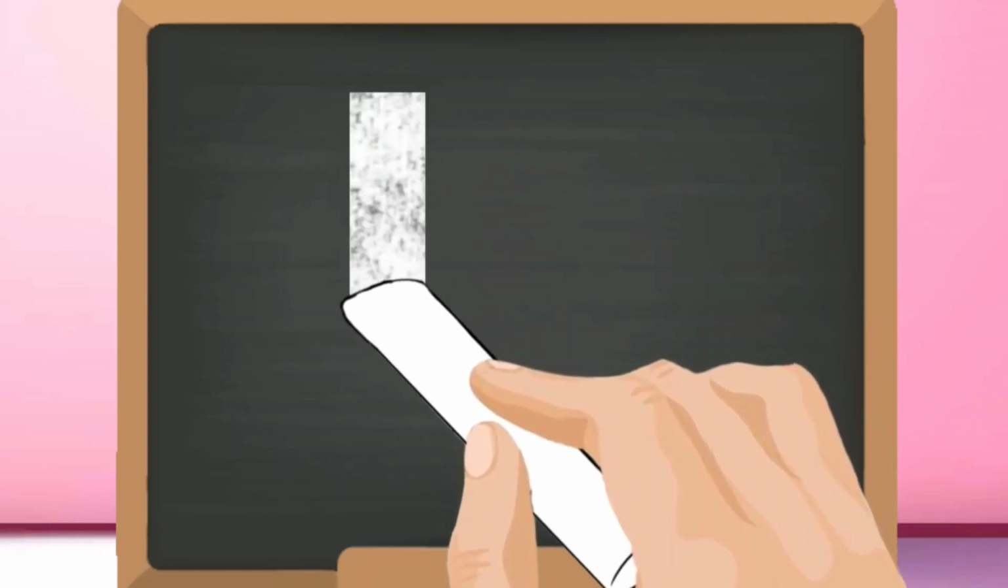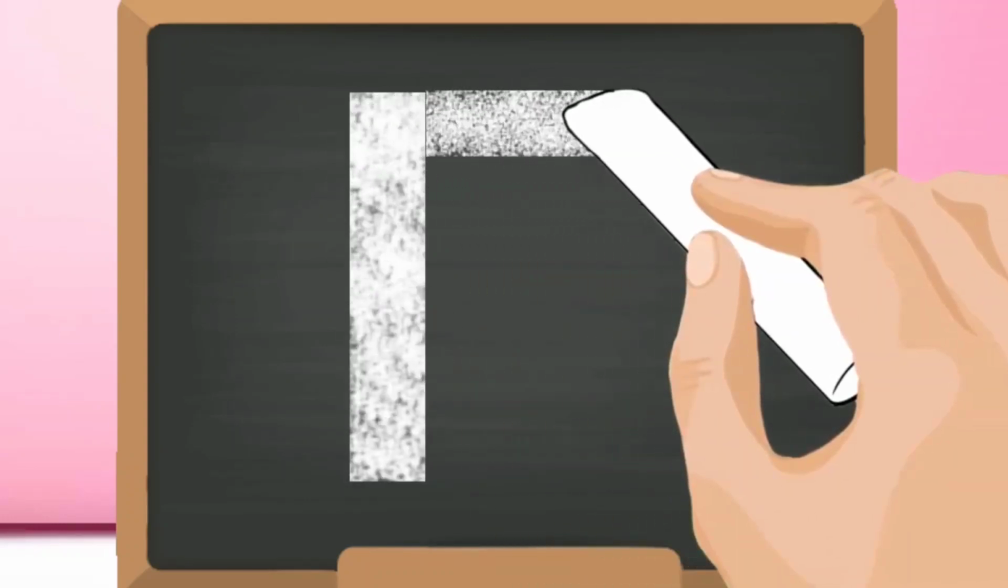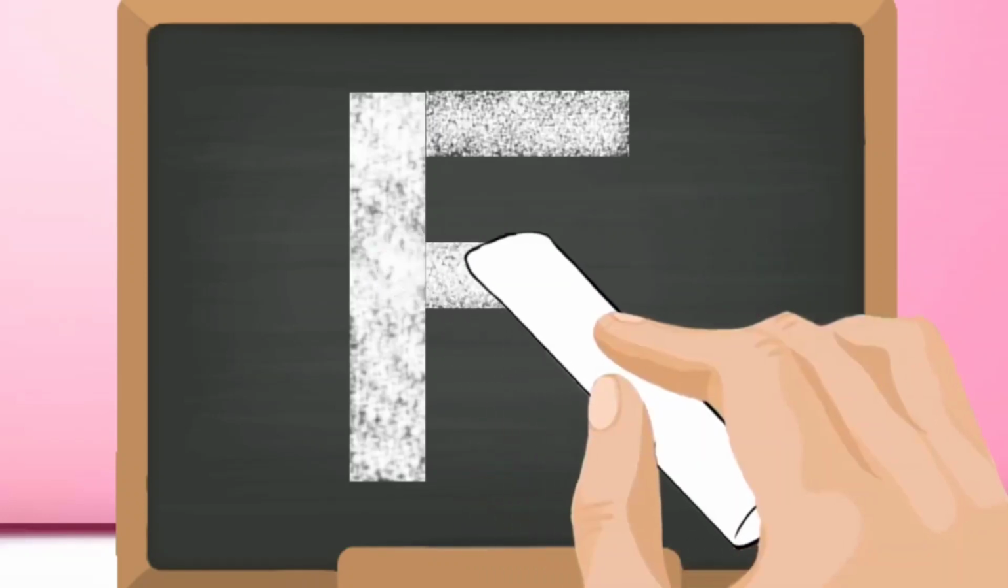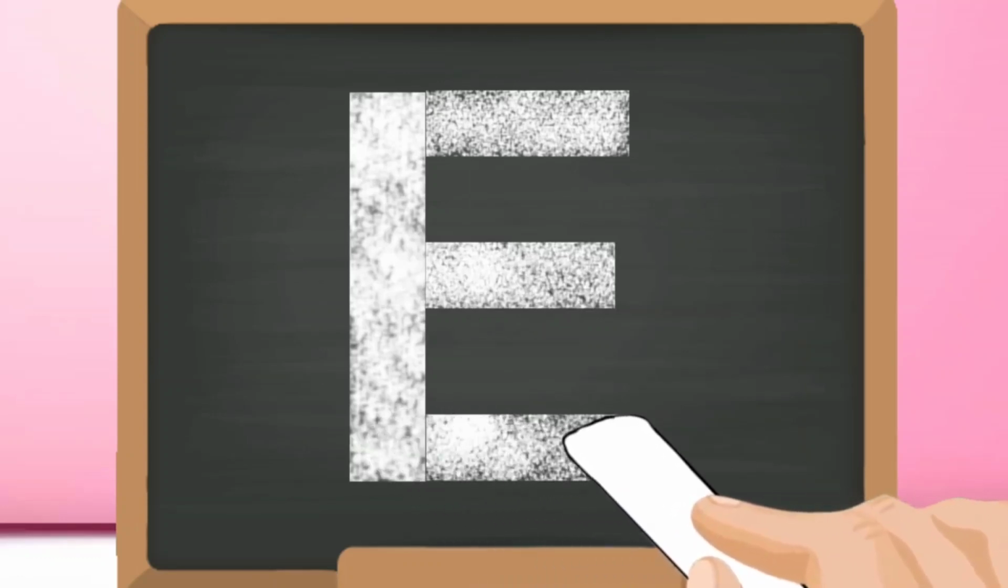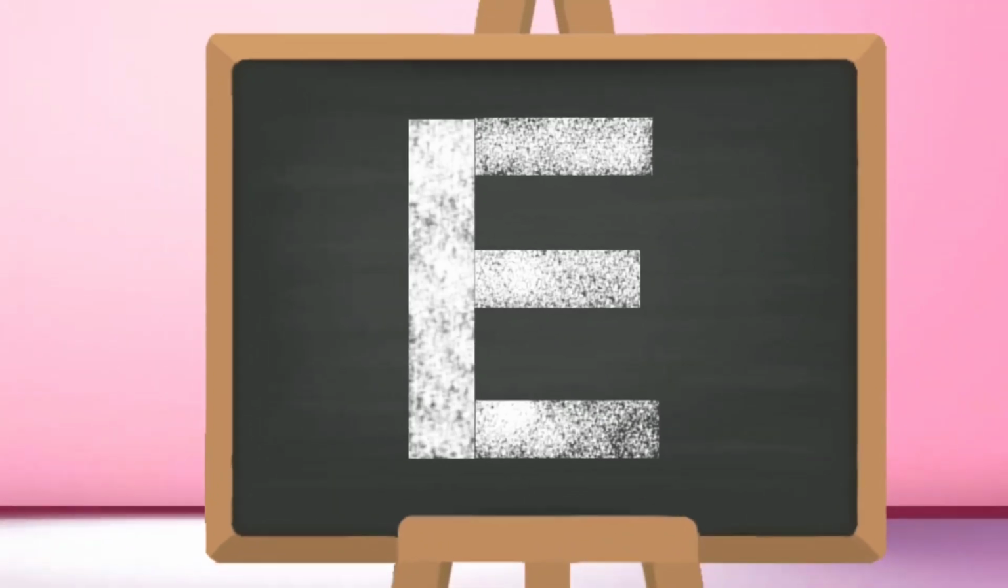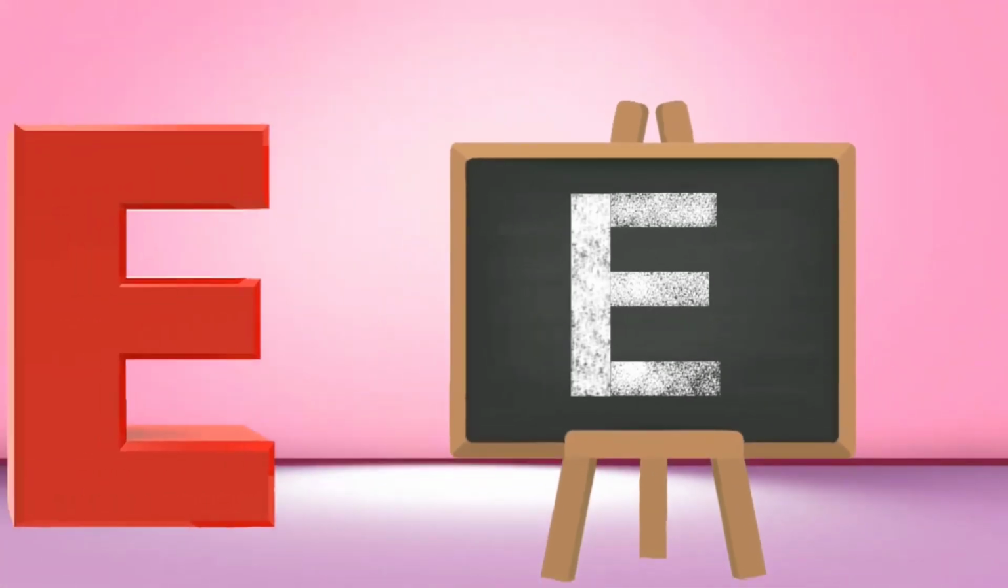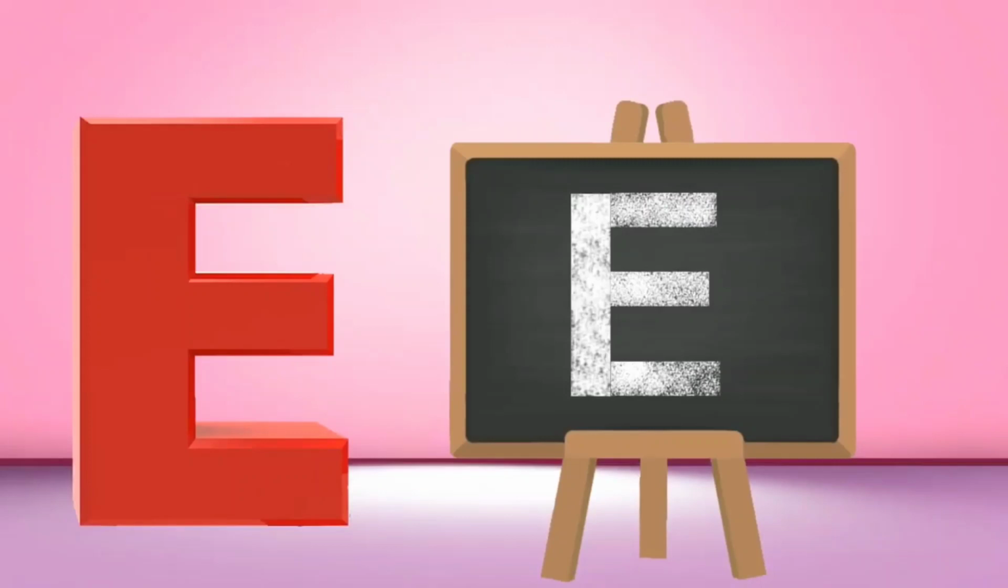Start from the top and draw a standing line down. Go again to the top and draw a sleeping line to the right. Then go to the middle and draw another line. Lastly, go to the bottom and draw one more line in the same way. Capital E.